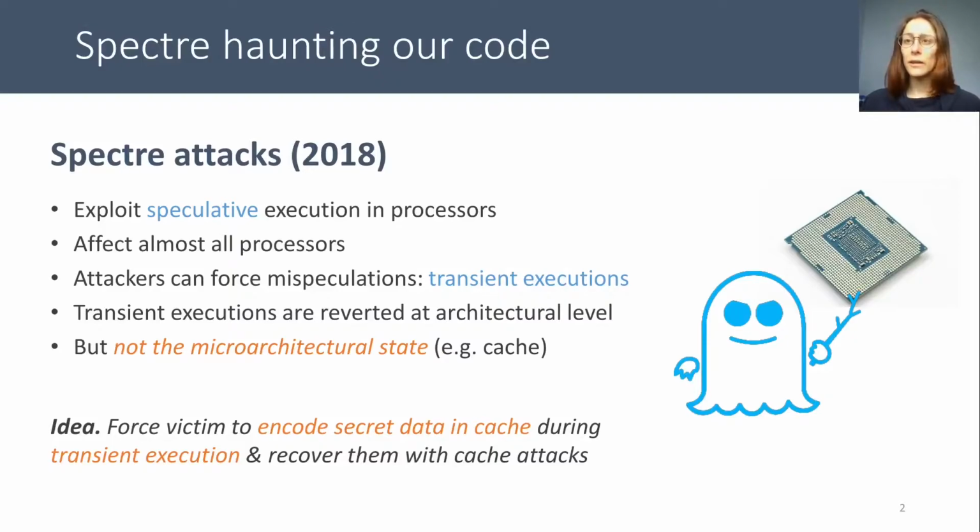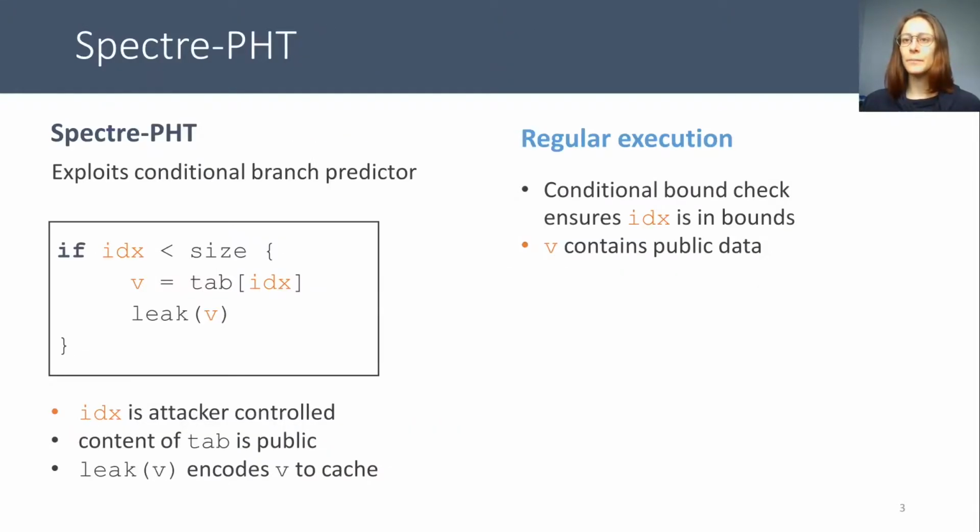There are several variants of Spectre, but in our work we restrict to Spectre-PHT and Spectre-STL. Spectre-PHT is the most famous variant, and it exploits conditional branches. Let's illustrate it with an example.